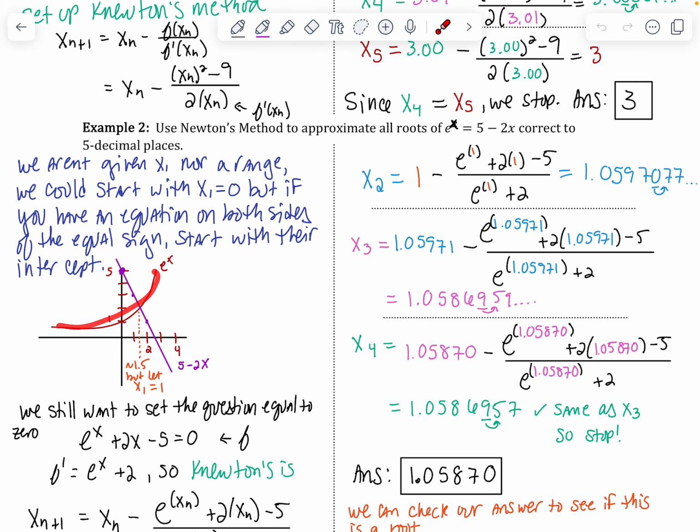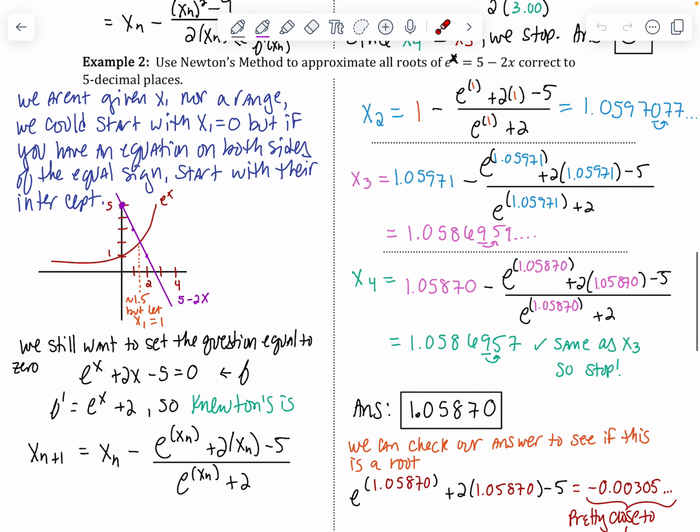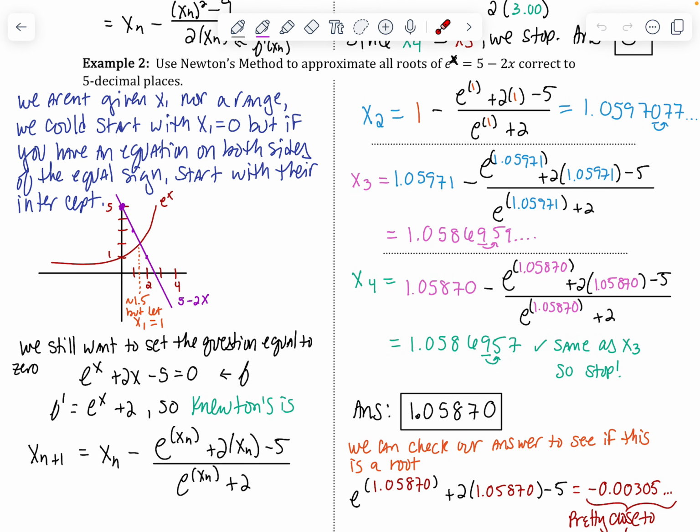So in this particular case, I know e to the x looks like this. I know that I may have seen this as negative 2x plus 5, so a y-intercept of 5 with a slope of down 2 over 1. They intercept somewhere in between 1 and 2. I mean, it might even be 1.5. But for ease, I chose to let x1 just be 1. You could use 1.5 thinking you'll get to your solution quicker.